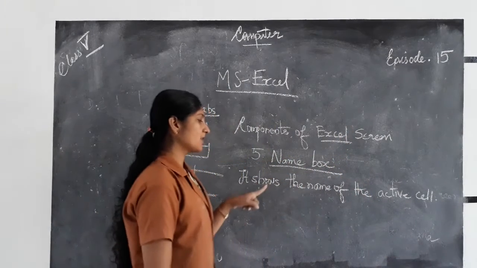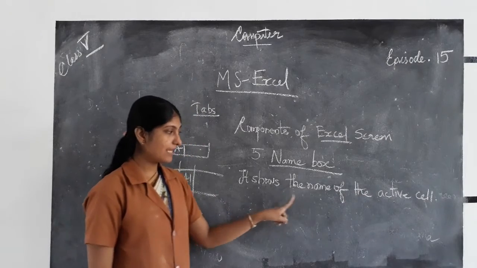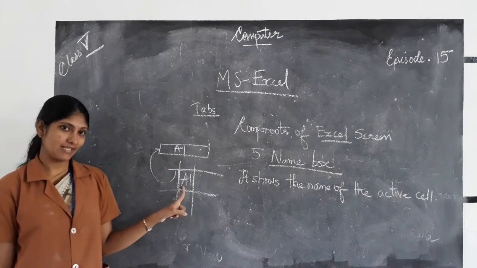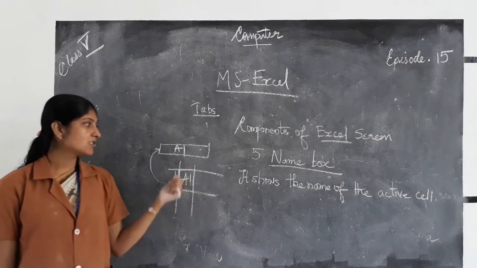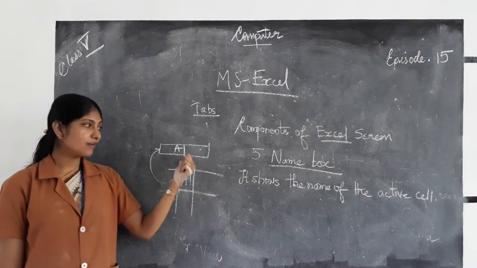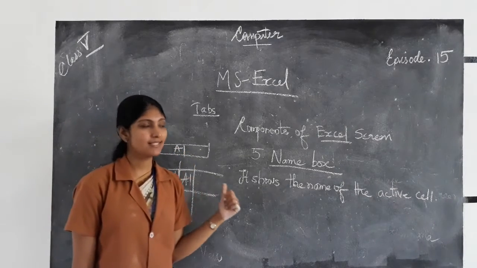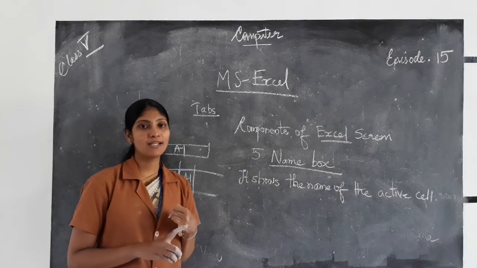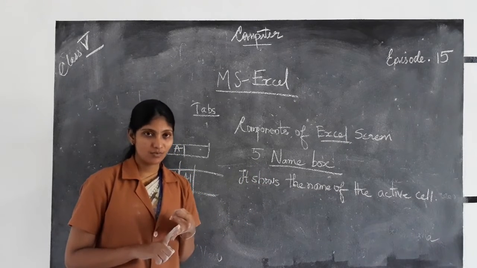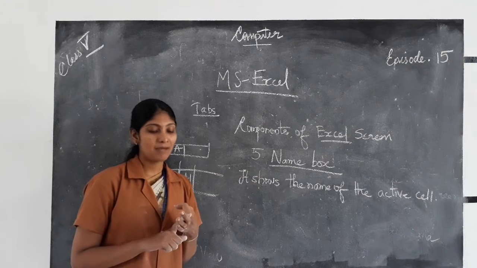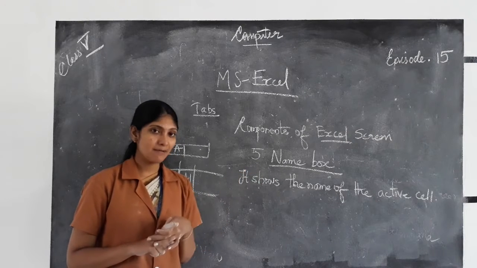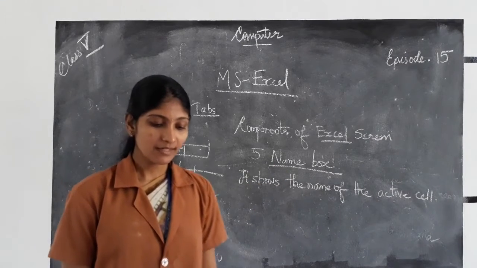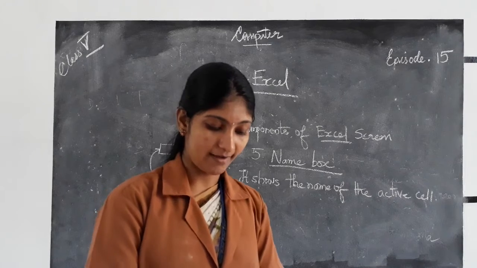Okay. So name box means it shows the name of the active cell. First we have to make that cell active. When it is active, it shows the address of that cell, or the name of that active cell. That's the fifth component. What is it? Name box. So first component title bar, second component ribbon, third component command button, fourth one cell pointer, and the fifth one name box. Then next is formula bar.